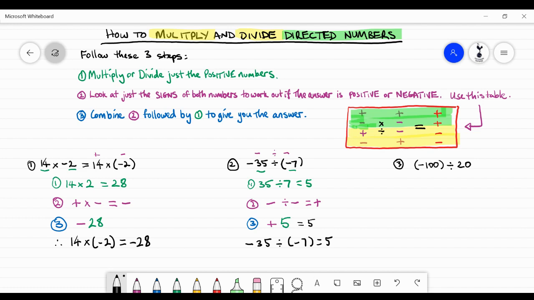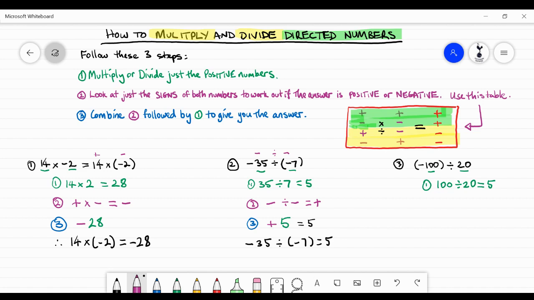Okay, problem number 3. Step 1, just look at the numbers, 120. Ignore the negative, just 100. So 100 divided by 20. You might need to think about this a little bit. That's equal to 5. You can probably get it straight away, but sometimes it takes a little bit longer to do these divisions.